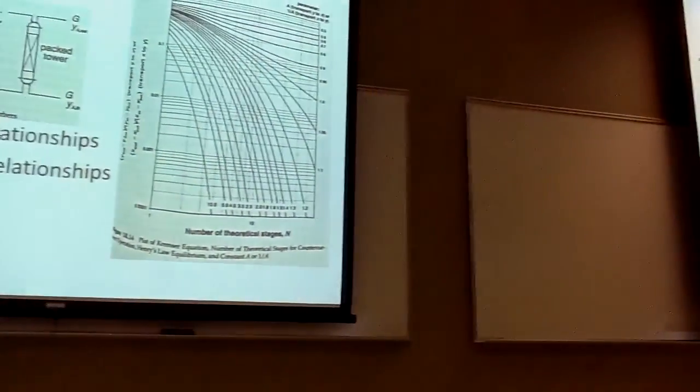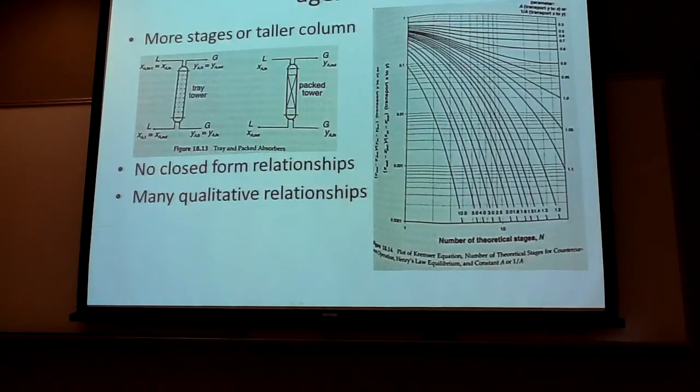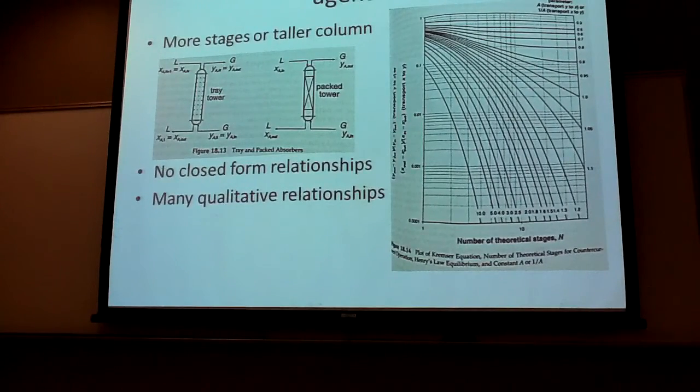When talking about separation, there are a few different units used. Tower columns as well as packed towers are both effective at separating different materials, so you have to choose based on what materials you're trying to separate. More stages or a taller column with theoretical stages will result in better separation.